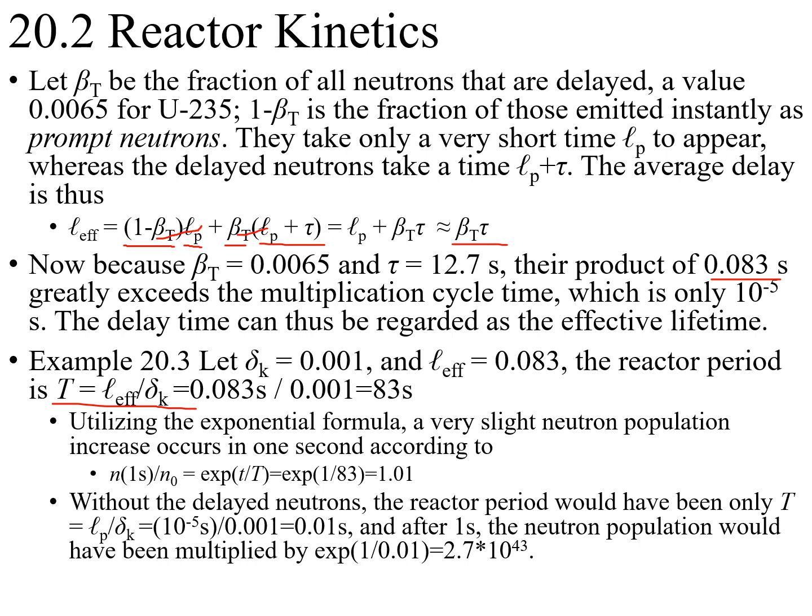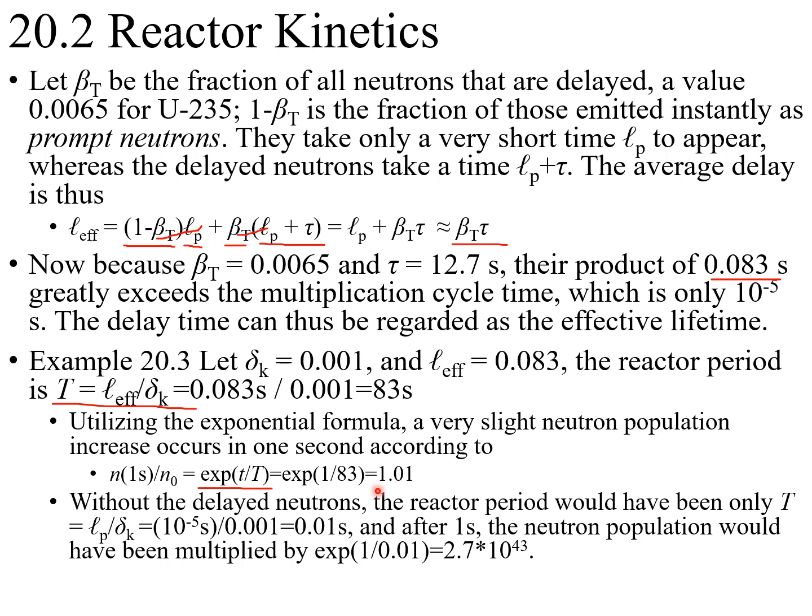Now we are going to calculate what will be the neutron population after 1 second if you have the K that is slightly above 1. So we use our previous exponential formula. Nt is equal to n0 times this exponential factor. We replace the lowercase t as 1 second and replace the capital T as 83 seconds. So we can find that the neutron population is increased by 1% after 1 second.